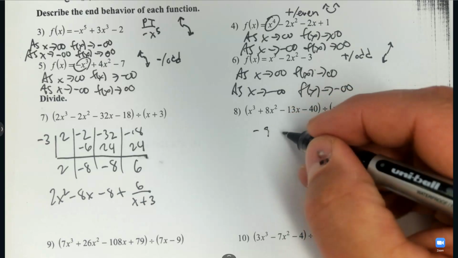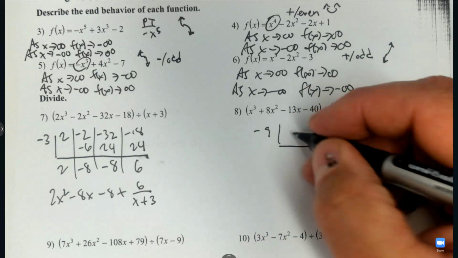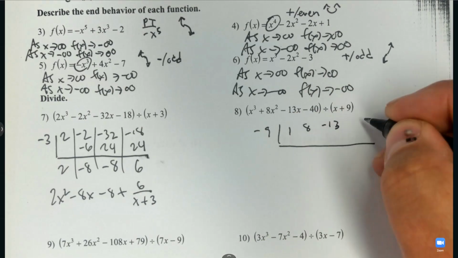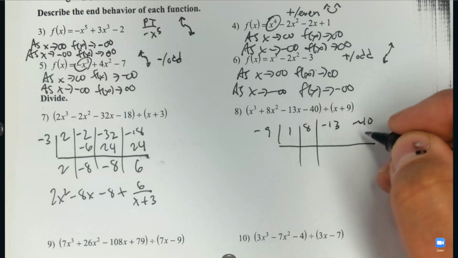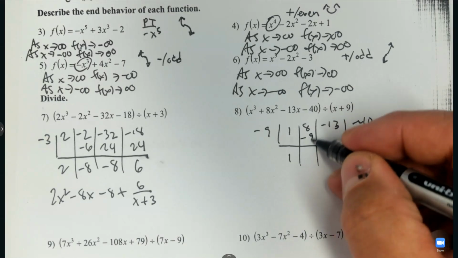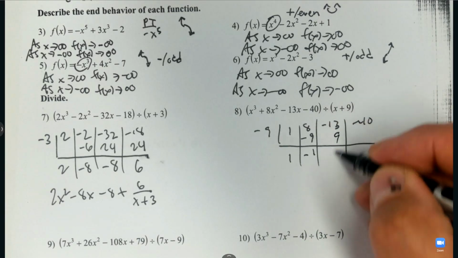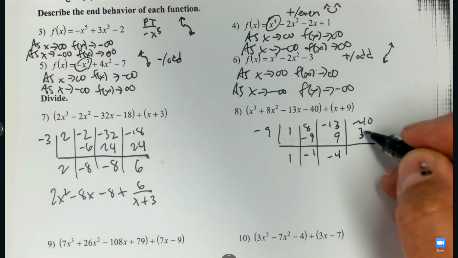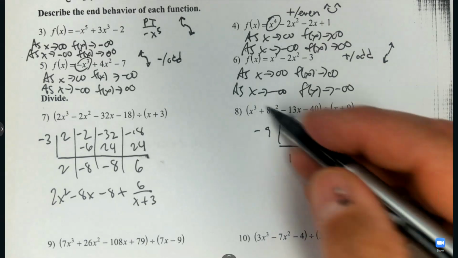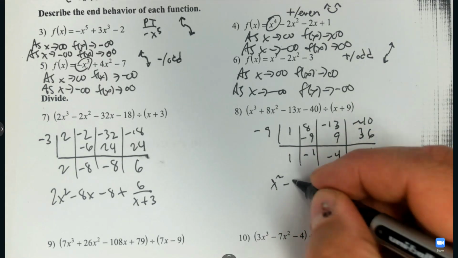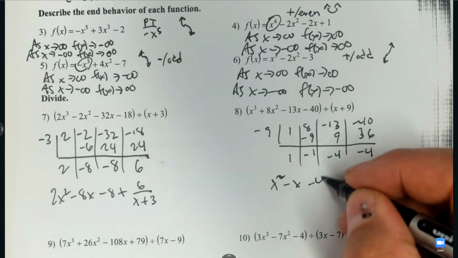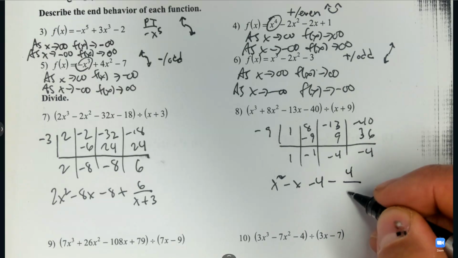Same thing here. We have negative 9, so be careful about that. And we have 1, 8, negative 13, and negative 40. You can create your columns if you like. Drop down the 1, and then multiply, and then add. And then you have the remainder. So it's, again, 1x squared minus 1x minus 4, and then the remainder is 4 over the divisor.